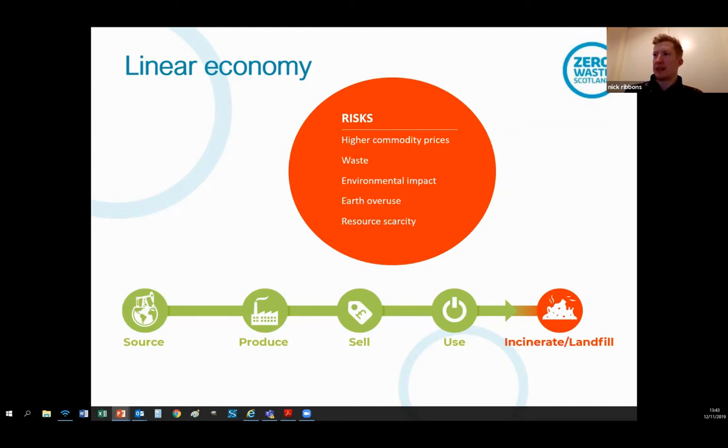Coupled with that is that a lot of the resources we use are finite, and we're using them at a rate that is completely unsustainable, and the way that we're using them is producing pollution and changing the environment. So there's a number of risks outlined there.